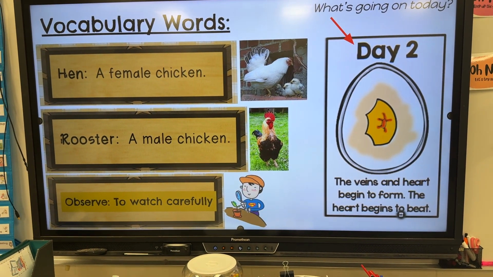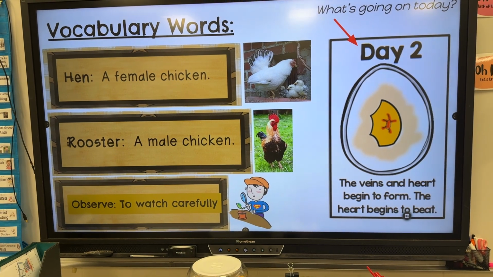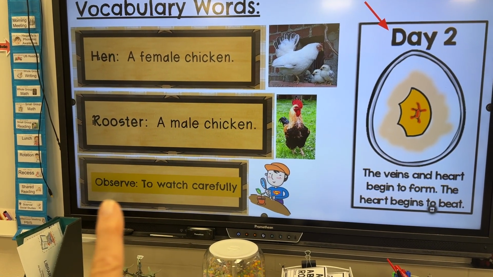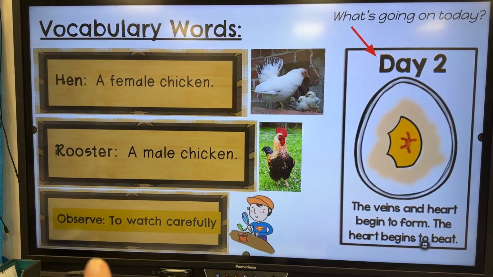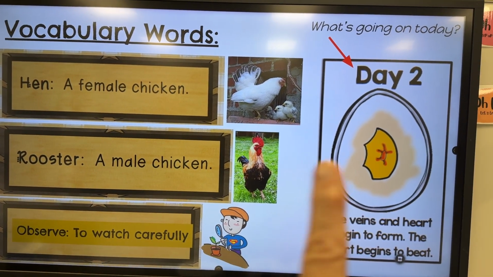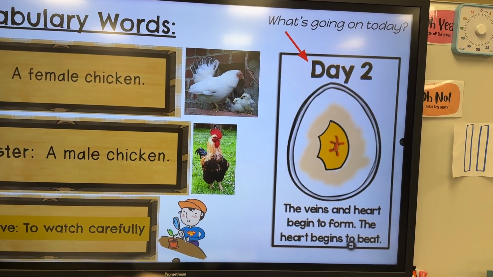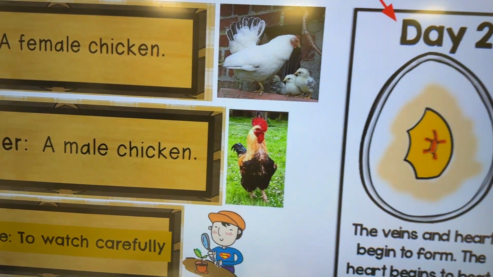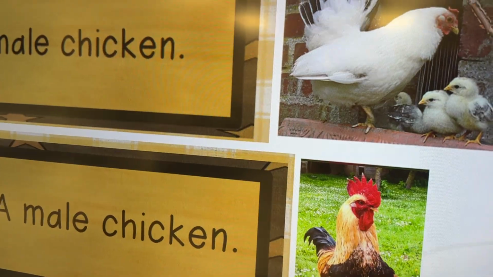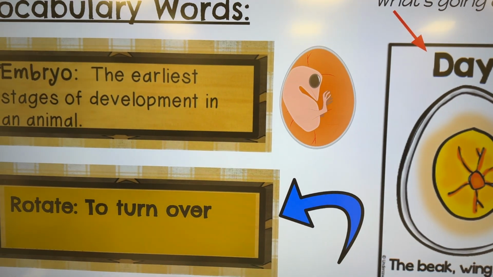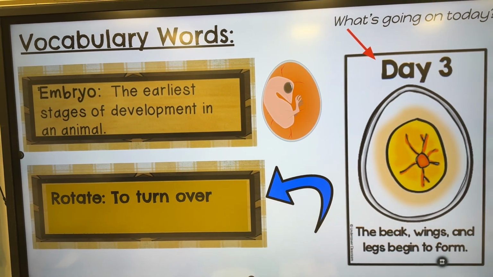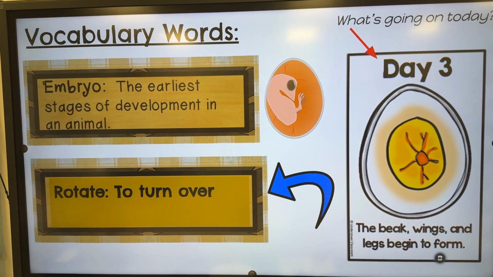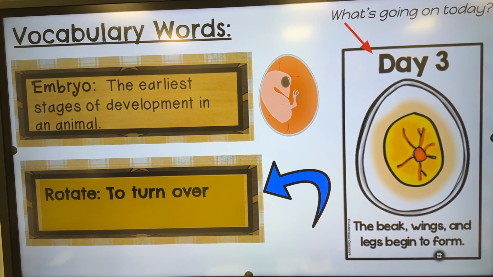On day two, we learned that a female chicken is called a hen. We learned that a rooster is a male chicken, and we've used this word a lot this year: observe, to watch carefully. On day two, the vein and heart began to form, and the heart began to beat. You guys wrote hilarious stories about the heart saying da-doom, da-doom, da-doom, and what that could have possibly been inside the egg.